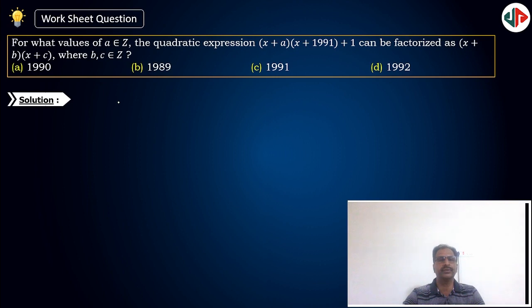Next, for what values of a belonging to Z, the expression x plus a into x plus 1991 can be factorized as x plus b into x plus c, given that b and c are integers. So indirectly the question is: for this equation to have integral roots, what values of a are possible? So this equation should have integral roots.